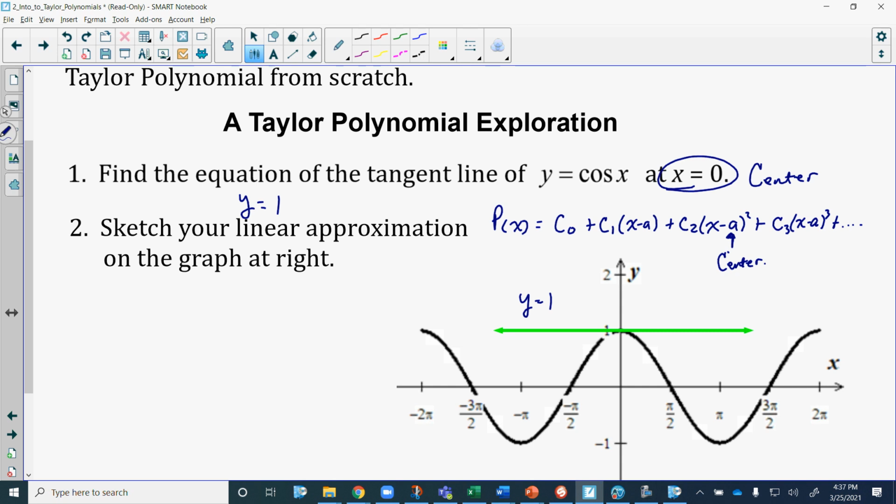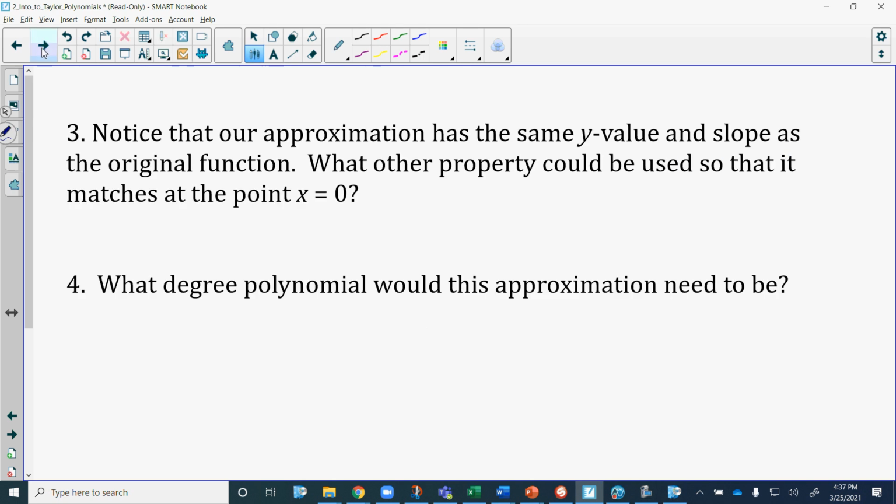You're not going to really see a whole lot of approximation, a whole lot of similar characteristics between that constant line and cosine of x itself. So what it's asking us to do here, it says notice that our approximation does have the same y values and it has the same slope of the original function. I just mentioned that. What other property could be used so that it matches the point at x is equal to 0, meaning, of course, x is equal to 0 being the center.